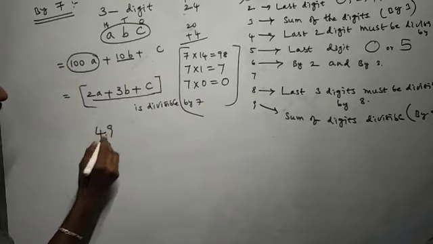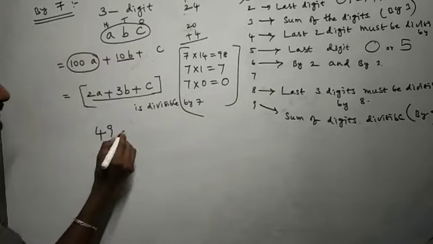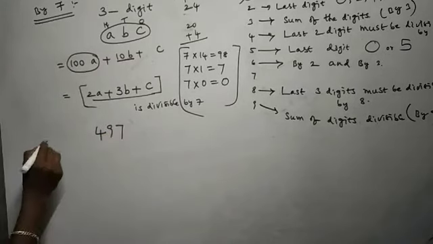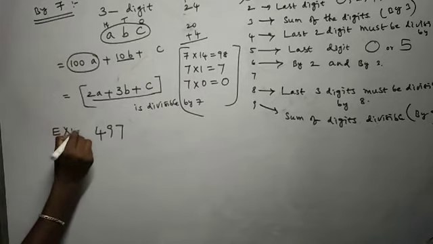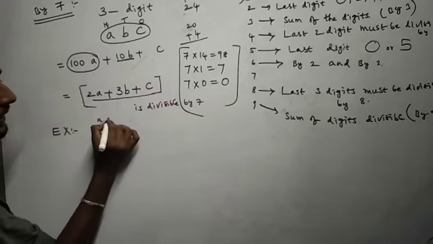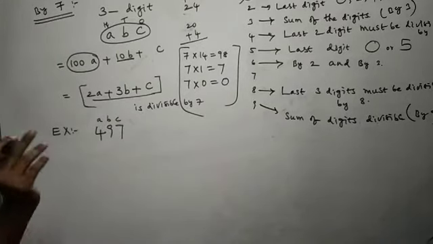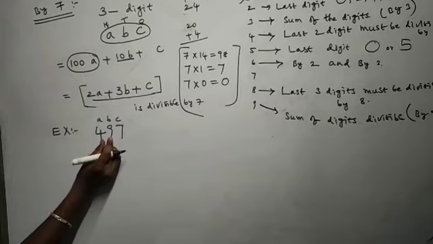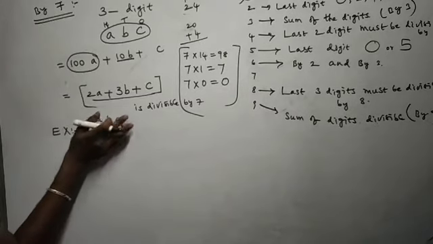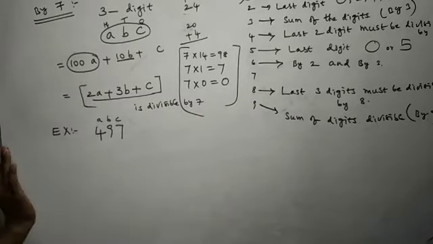7 7s are 49, we know. Correct? 7 1s are 7. Am I right? So why should I take 497? Just imagine it's A, B, C. So 497 is a 3-digit number. Now we are checking whether this number is divisible by 7 or not. But I have already given clarification: 7 7s are 49, 7 1s are 7. So this number is perfectly divisible by 7.